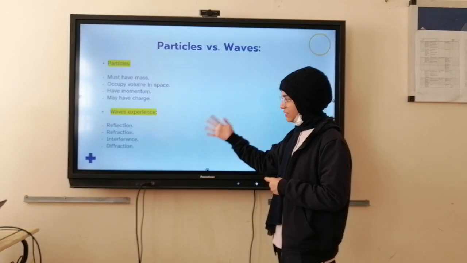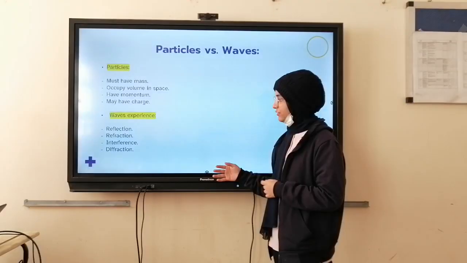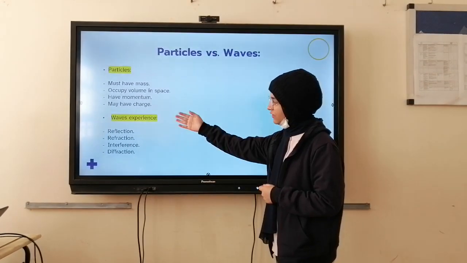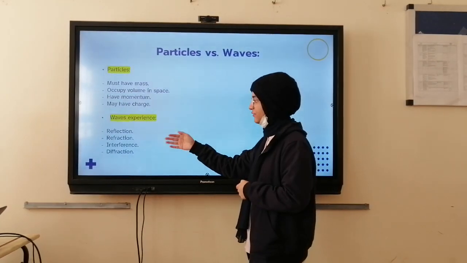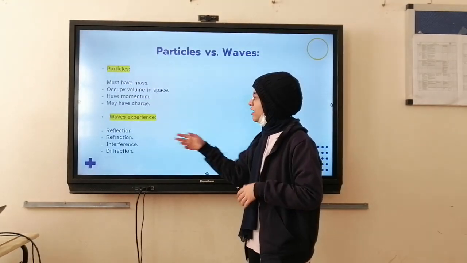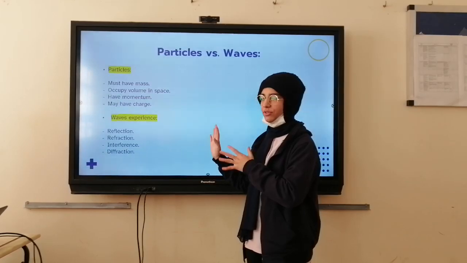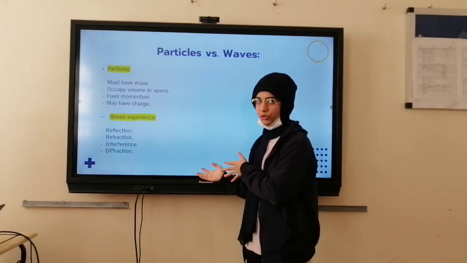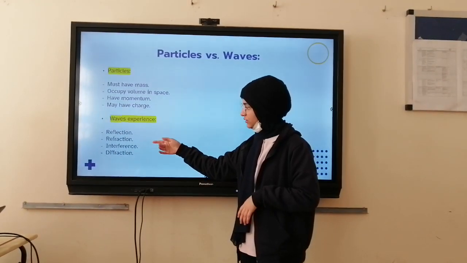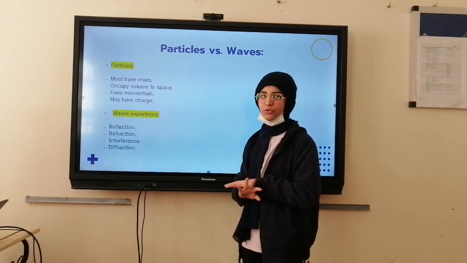Waves experience four different phenomena: reflection, refraction, interference, and diffraction, as we studied in the first year. Reflection and refraction can occur to particles, but can also occur to waves. But interference and diffraction are special to waves only.